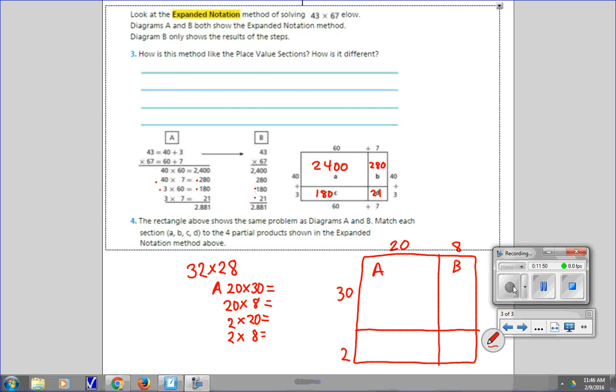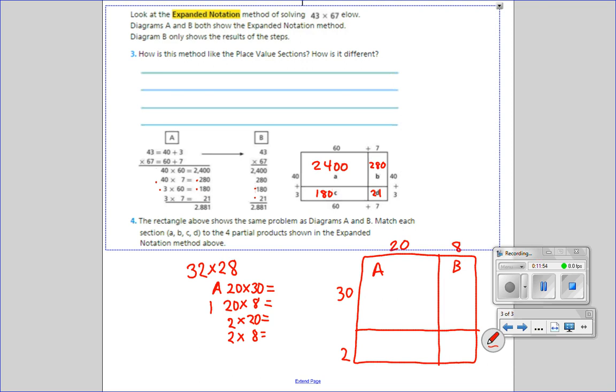Did I do that right? Did anybody see my mess up? This should be B. What did I mess up on? What should it be? It should be 30 times 8, right? All right, so C. Letter C is 2 times 20. And this is D.